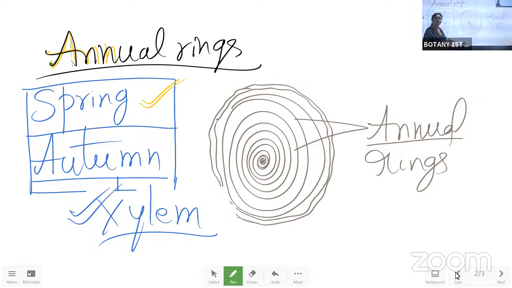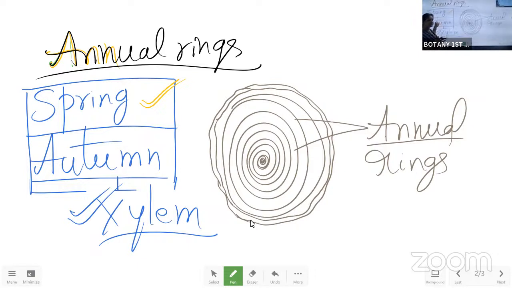So the plant body shows much more growth by forming more xylem cells, which are long and thin walled. At that time, the wood that is formed is in a large quantity. And next comes the autumn season. This spring won't last the complete year. After 6 or 8 months, the autumn season has to come.